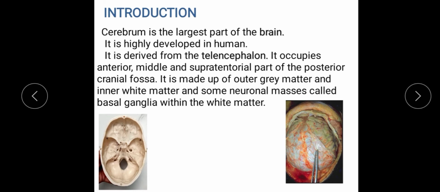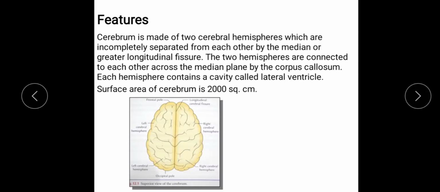It occupies the anterior, middle and supratentorial part. Here there is attachment of tentorium cerebelli. Above that area, the supratentorial part of the posterior cranial fossa is occupied by the cerebrum. It is made up of outer grey matter and inner white matter, and some neuronal masses called basal ganglia within the white matter.